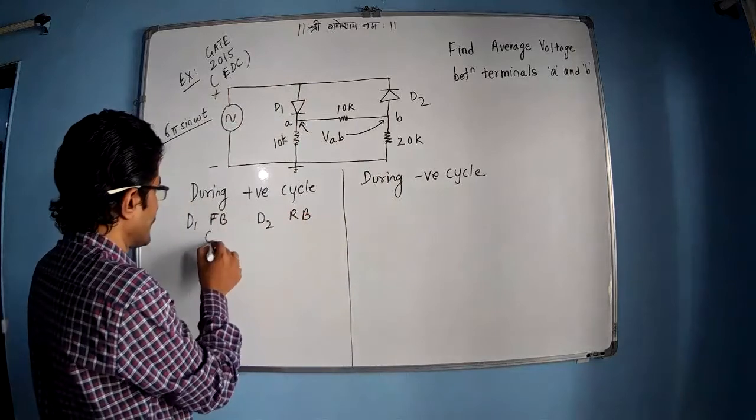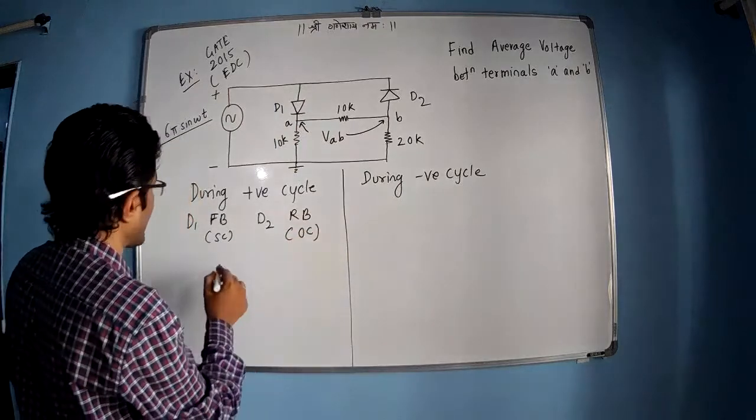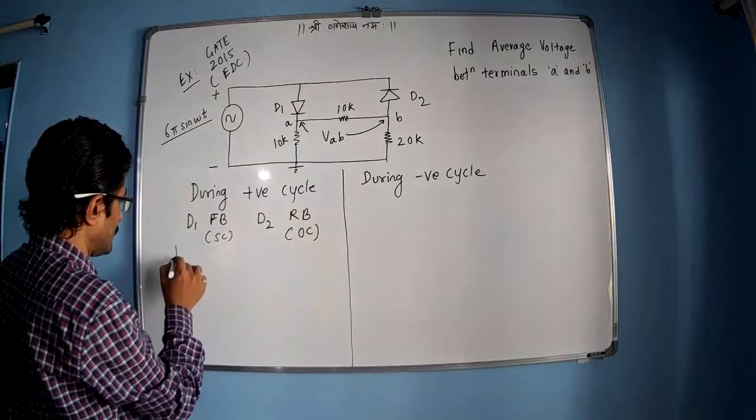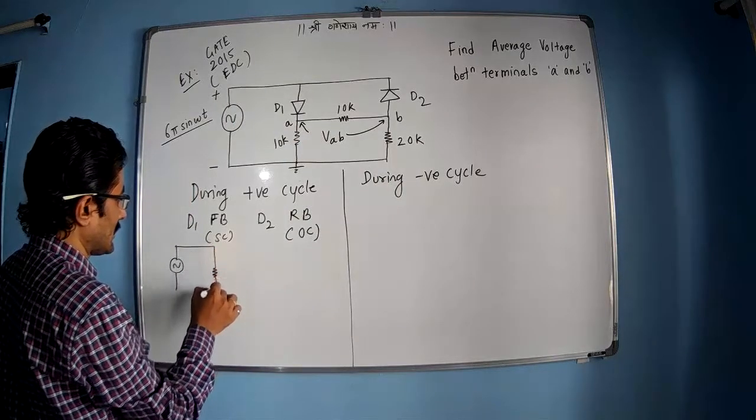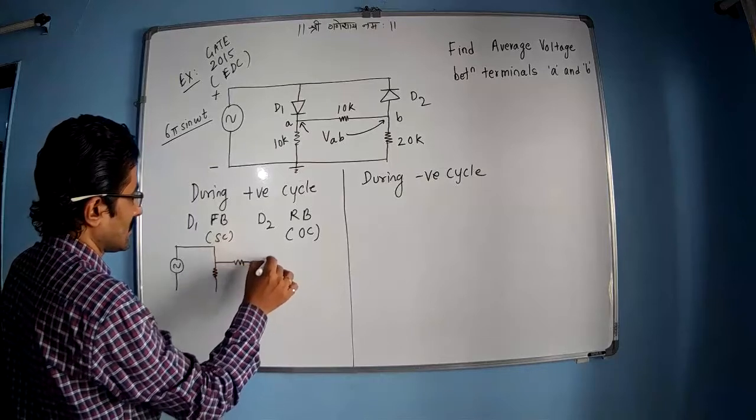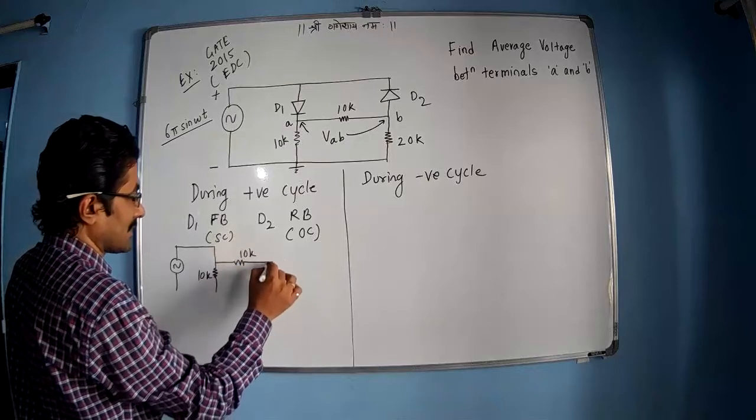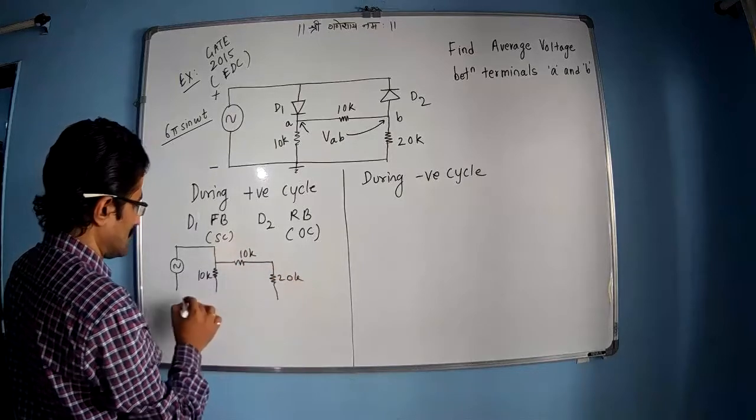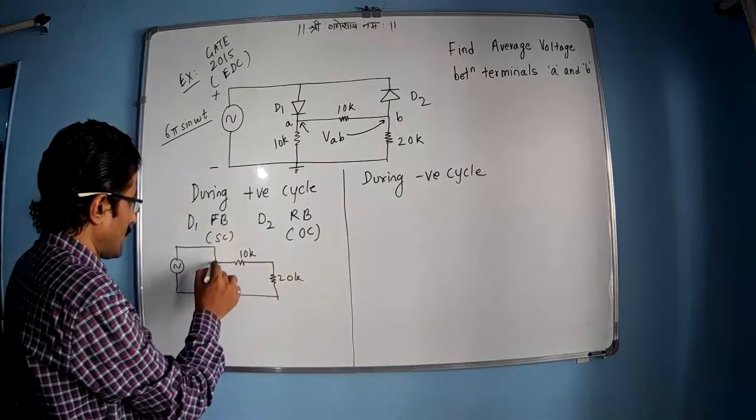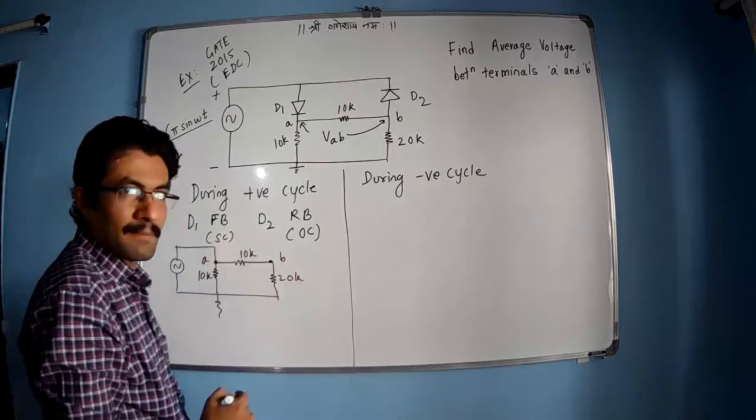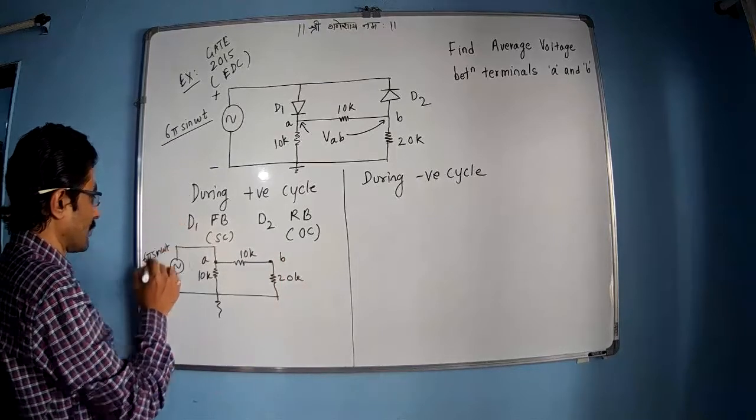Forward bias means short circuit and reverse bias means open circuit. So your circuit will look like this. D1 is forward biased, short circuit, then a 10k resistance, and D2 is open circuit, then the 20k resistance, like this. This is your point A, this is point B, and the input signal is 6π sin ωt.